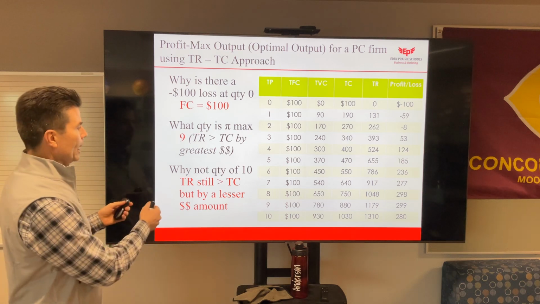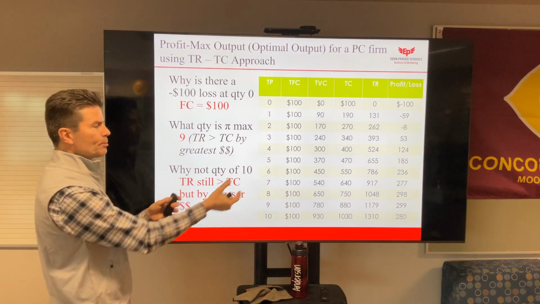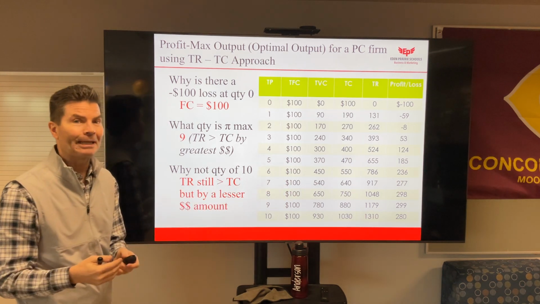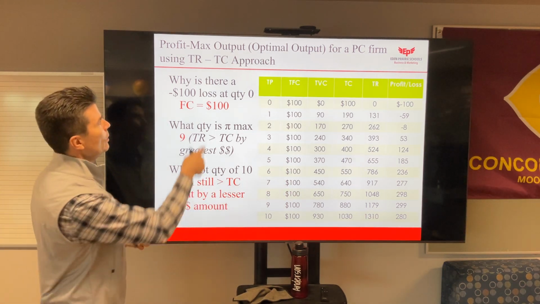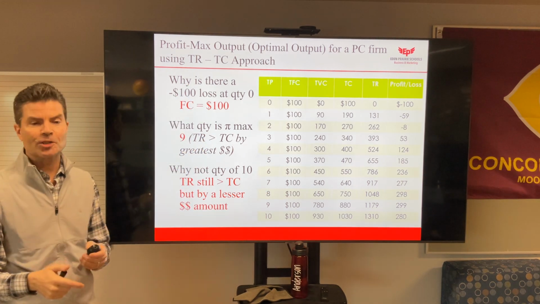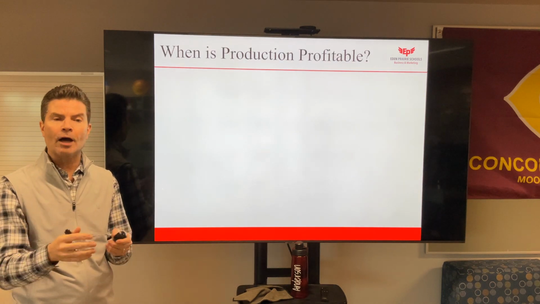And total revenue is still more than total cost because we're still making a profit, but it's more by a smaller number. 280 is smaller than 299. And so we aren't at the point where my total revenue is more than total cost by the greatest margin. All right, so that's the analysis as you look at the total revenue and total cost approach.